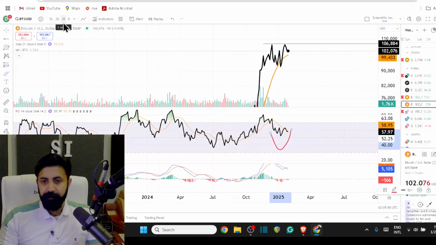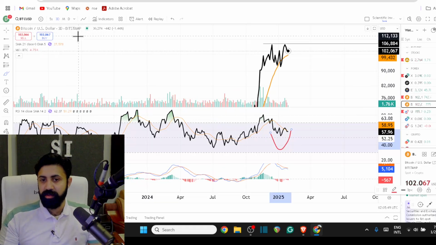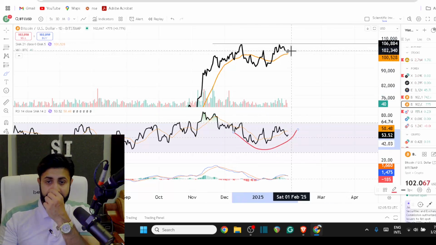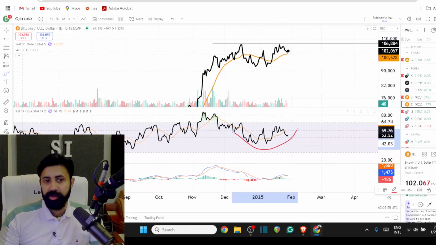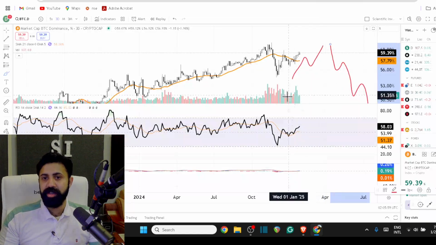So on a 3-day, you're still coming down. You don't have a bottom. On a weekly, you're still coming down. You don't have a bottom. But on a daily, you do. So the micro is still suggesting there can be a bounce. Now, bring the Bitcoin dominance in.